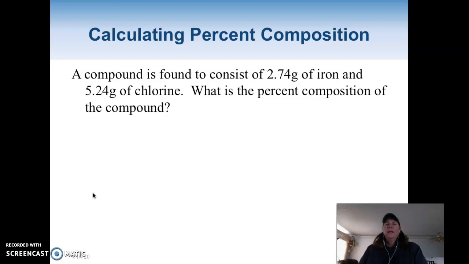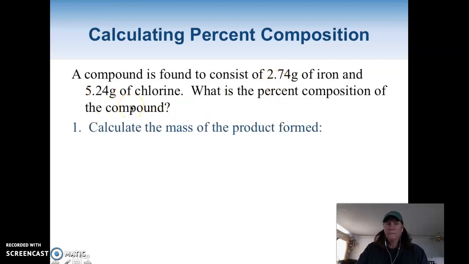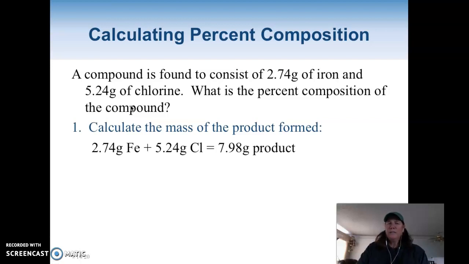Okay, so a compound is found to consist of 2.74 grams of iron and 5.24 grams of chlorine. What is the percent composition of the compound? Well, what I would do is I'd add these 2 up together. So what would that be? 7.98. And then just take this divided by 7.98 and this divided by 7.98. So again, calculate the mass of the product. Just take these 2 and add them together. So this is what your product weighs. 7.98. And then I take iron 2.74 divided by 7.98, and I take chlorine 5.24 divided by 7.98.